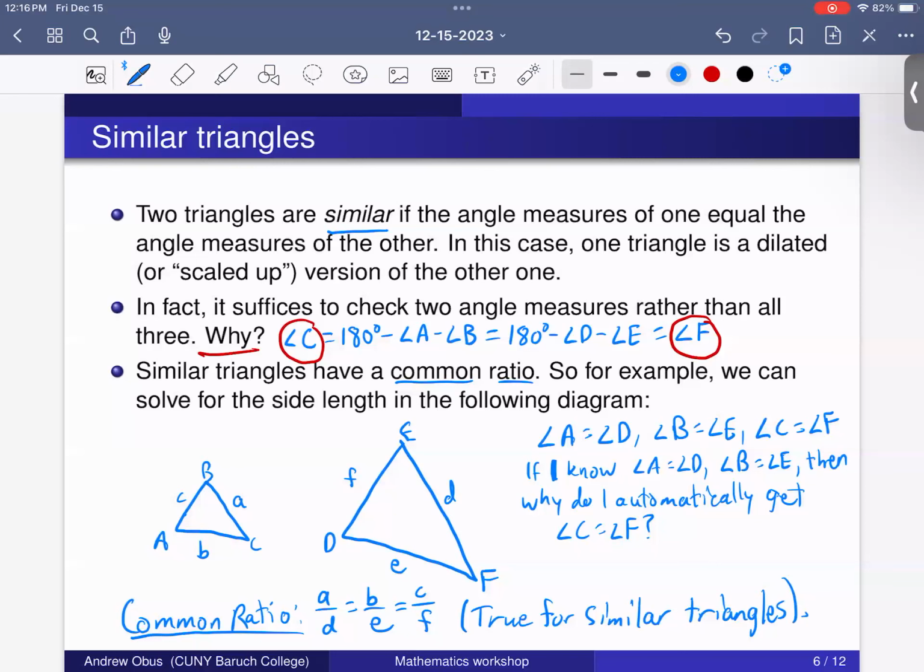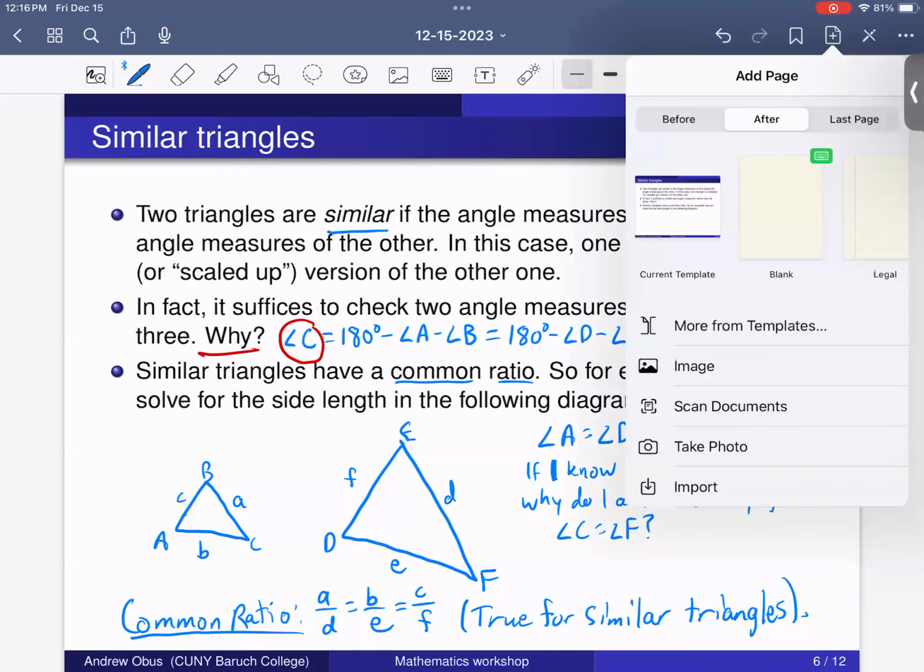Yes, James? Is it possible to find one side of a triangle? For example, if you have the value of A given, the value of D given, the value of B, the value of E, and the value of C given, to find the value of F? Not just looking at it, but how to solve it. Yeah, so let's do that. Let's do an example on the next page.